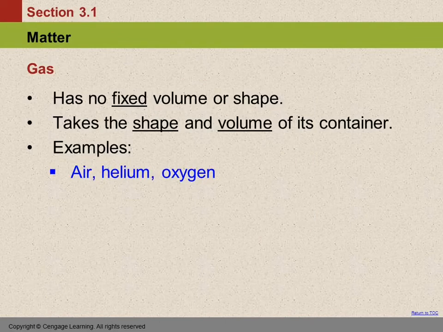Gases have no fixed volume and no fixed shape. So they take on the shape and the volume of their container. And taking on the volume of the container is the one that's just a little hard to think about sometimes, because it's hard to see gases. There are gases that are colored and visible, but we don't get to play with them because most of them are toxic.